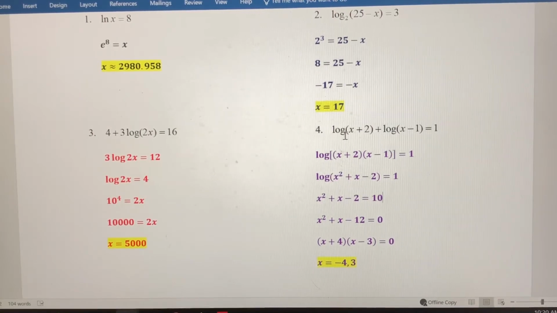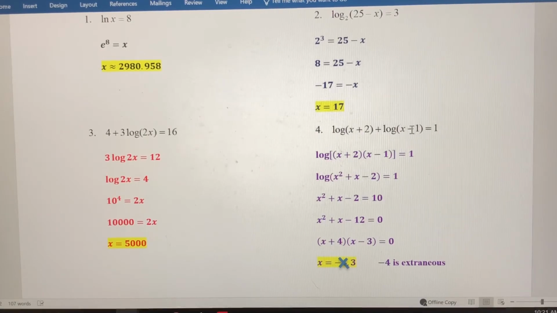Well, remember the base here is 10. 10 to any power is never going to be negative 2, all right? So negative 4 is what we call extraneous. If you plug in 3, you're going to get a positive value here. 3 plus 2 is 5. 10 to some exponent can be 5, all right?